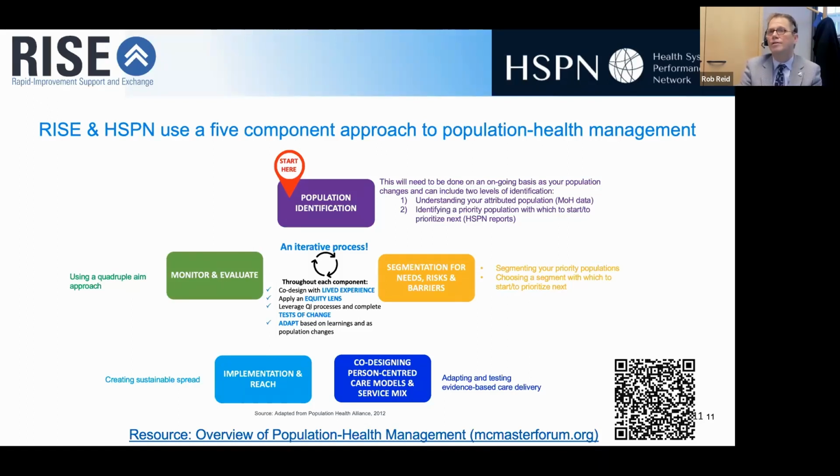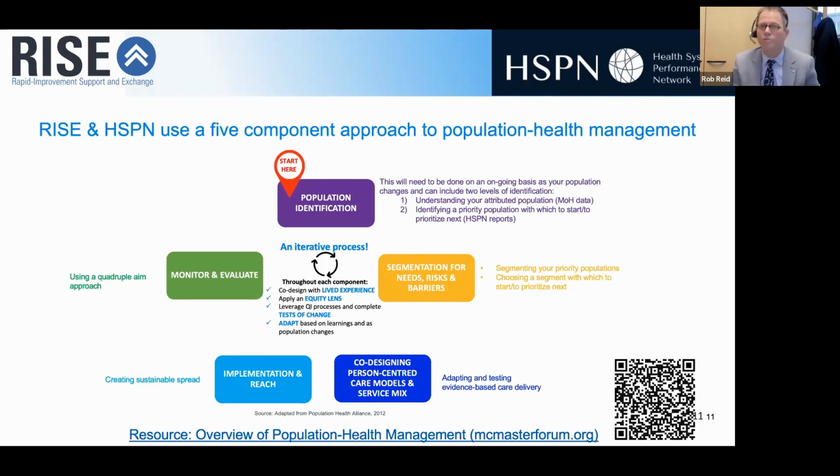Second step is really around segmentation. It's really to try to divide people into different categories based on needs, risks, and barriers to care, so that we can develop care models that are particular for the different subpopulations that we serve, often called priority populations. Once we've segmented populations, then it's all about designing the mix. It's around bringing evidence-based care into the mix and co-designing person-based pathways that are tailored to those particular segments and adapting them to be equitable.